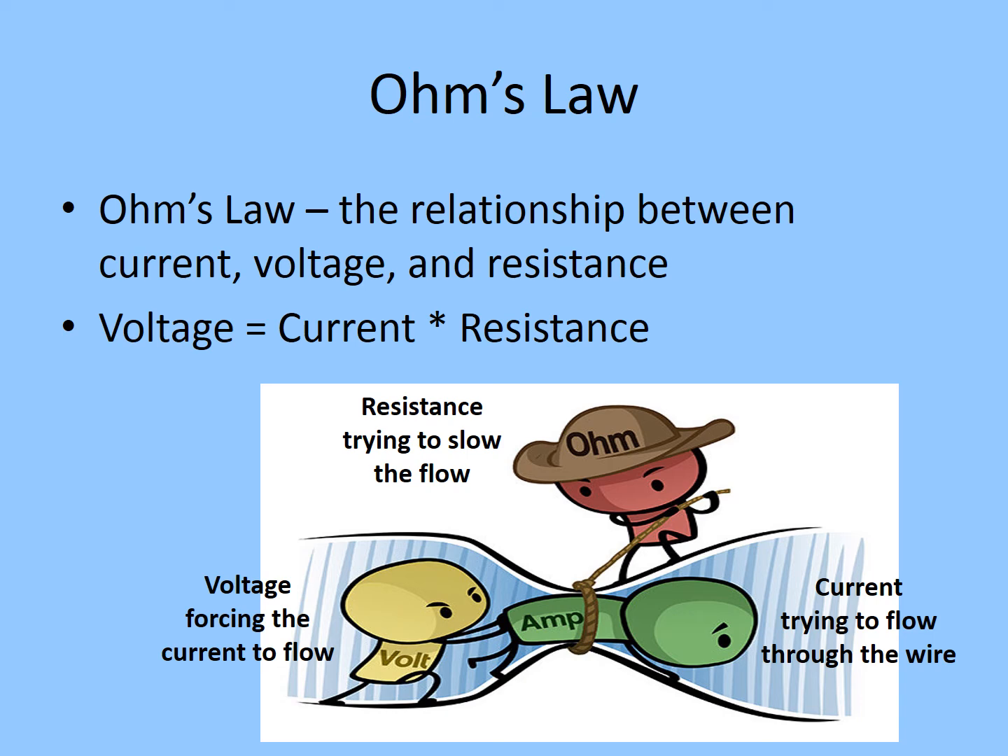So the combination of these three things together is called Ohm's law. Here, I really like this picture because it kind of shows what's happening. So you've got your current trying to flow through the wire, and voltage is there being the force trying to push that current along. But resistance, every single thing that I plug into the circuit, is slowing down that current and kind of taking a little bit of it away. So we have the equation voltage equals current times resistance.